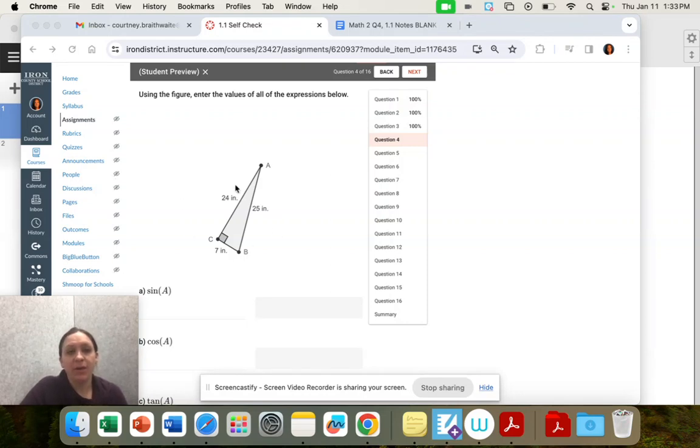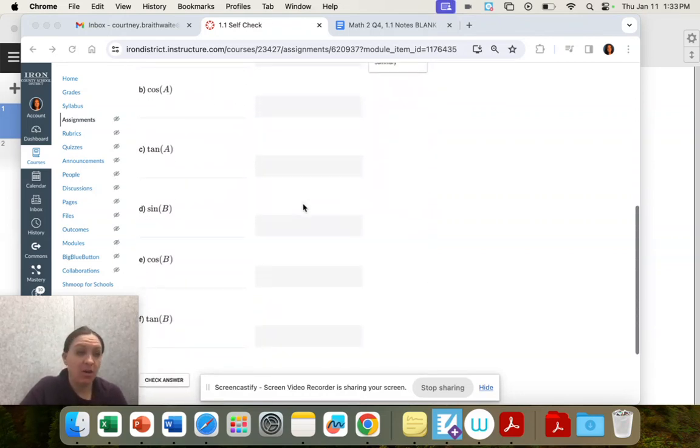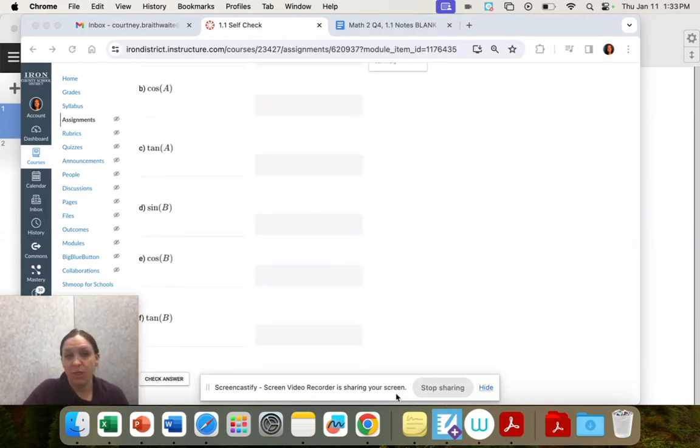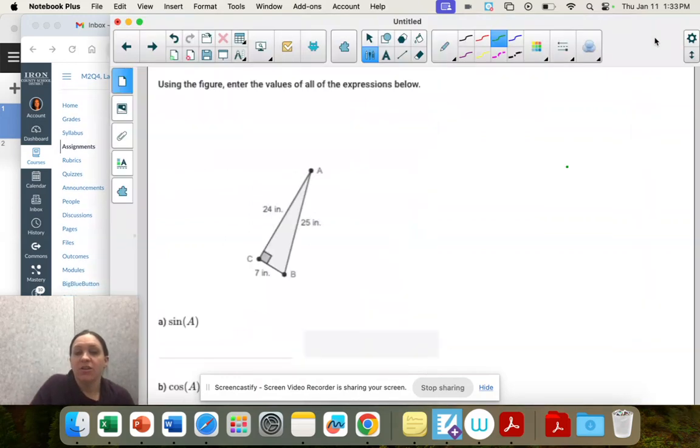Question 4, here we have a triangle and we want to find all of them: sine, cosine, tangent of A, and then sine, cosine, tangent of B. So let's start with our reference angle of A.